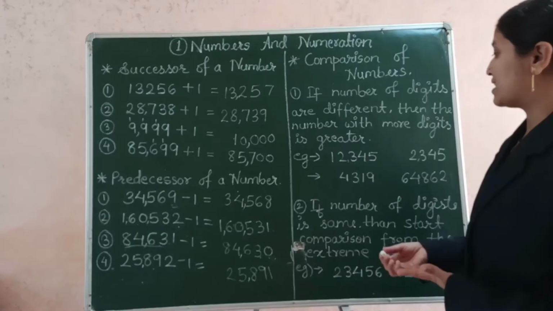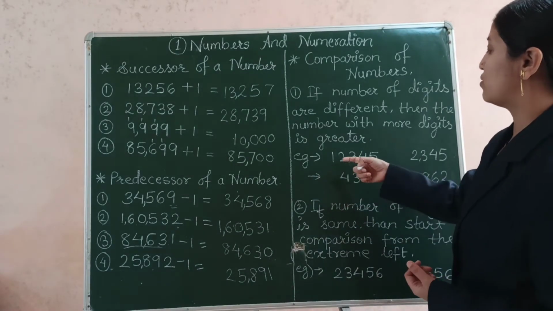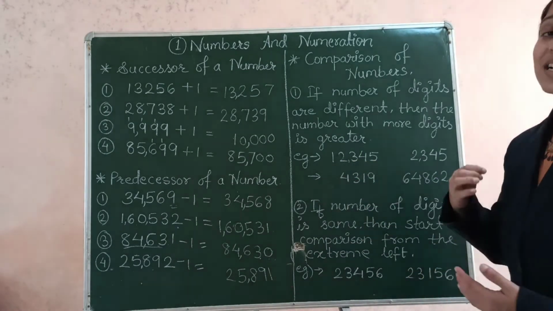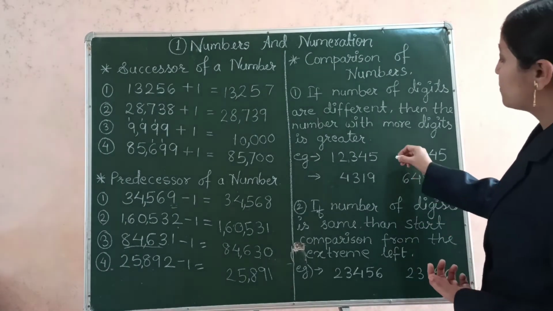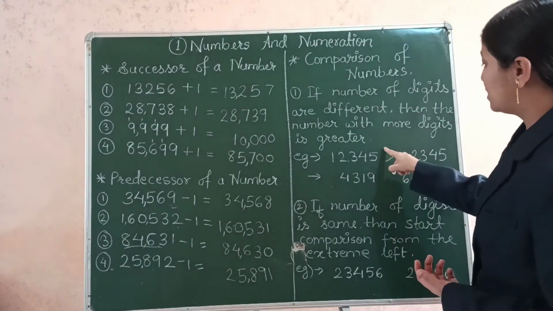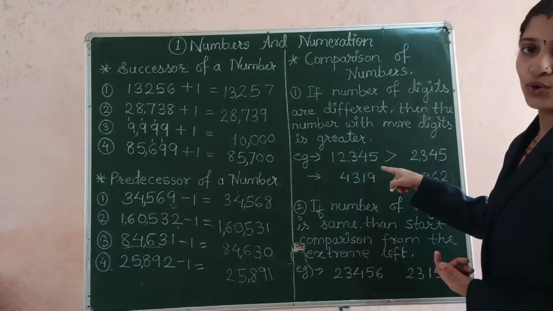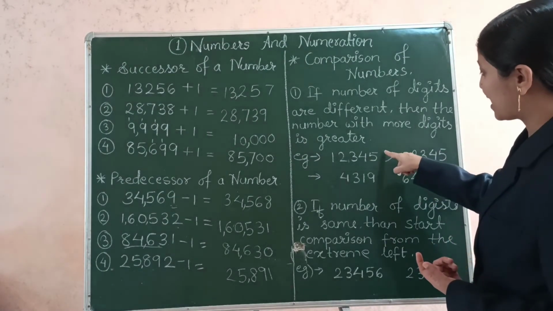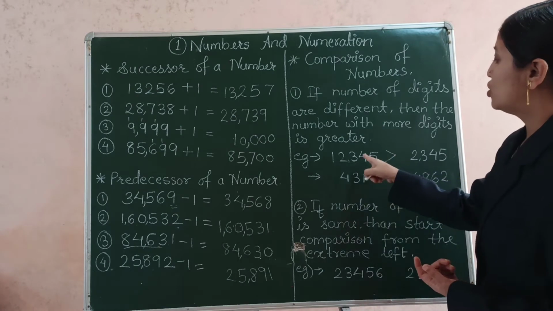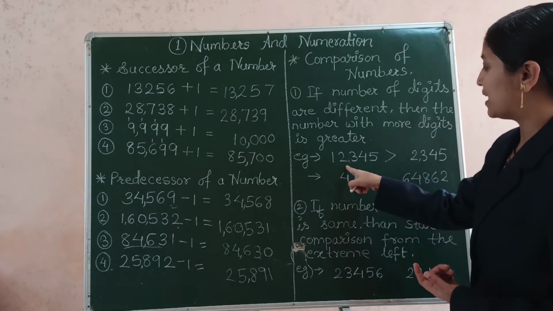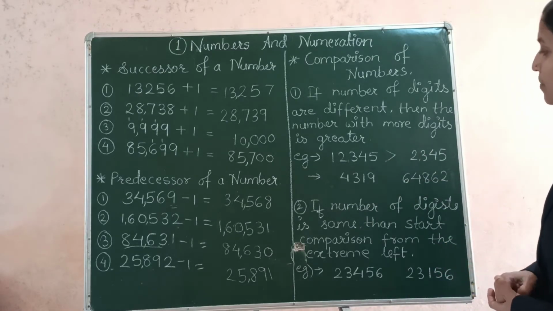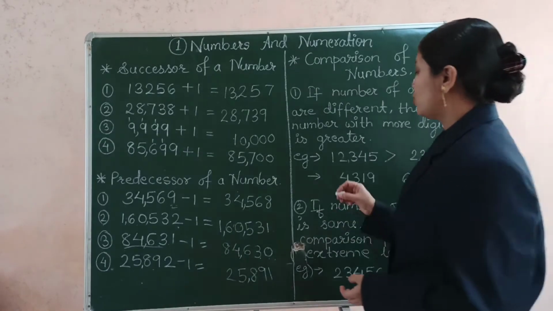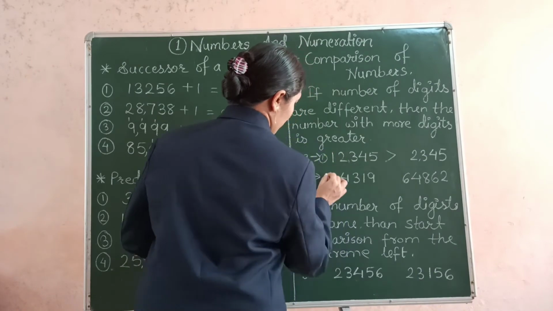So we can easily say that this number, that is 12,345, is greater. And which sign shows greater? Here you can see, this side is showing greater. So you can easily remember it. The side which is open should be shown towards the greater number, and this point towards the smaller number. Okay, so we will see one more example of this.